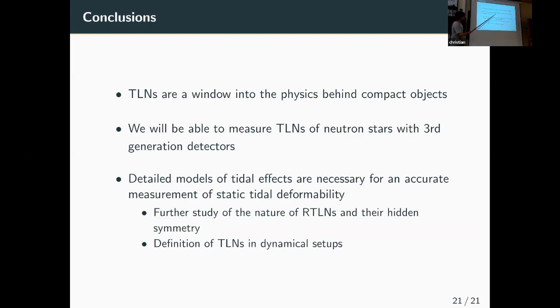We will be able to measure tidal wave numbers on the star with third generation detectors, but to do so, we do need detailed models of the tidal effect. Namely, we need to understand exactly how the rotational wave numbers work, what is happening with the hidden symmetry and with the rotating fluid, and basically all these issues surrounding the tidal wave numbers of fully rotating objects. And furthermore, given that the RTLNs are supposed to be such a small effect that matters for the modeling and the measurement of the static deformability, it is also likely that the dynamical effect of tidal wave numbers must be modeled correctly so that we have an accurate measurement of the static deformability itself.